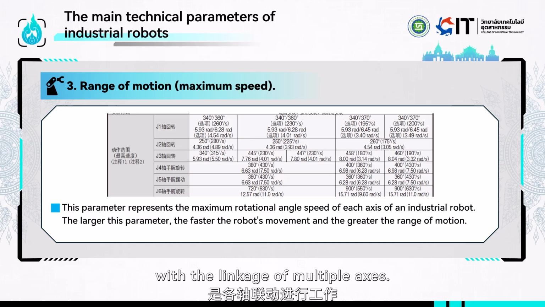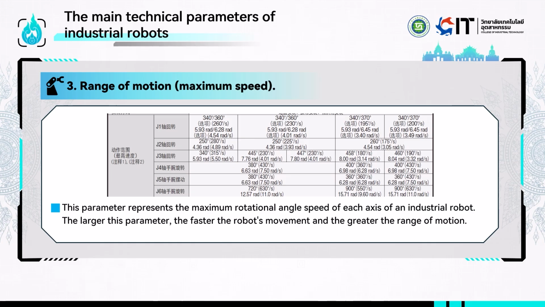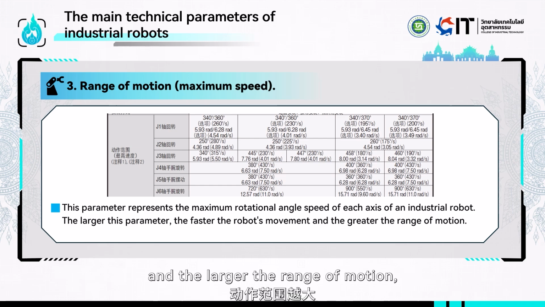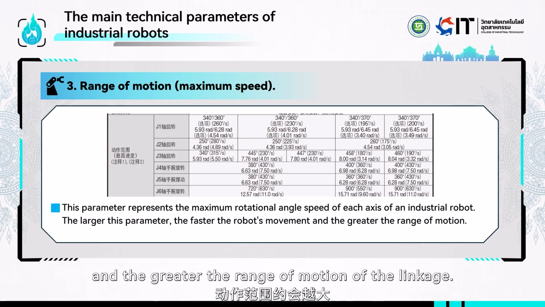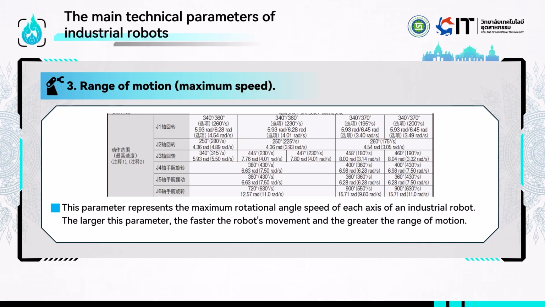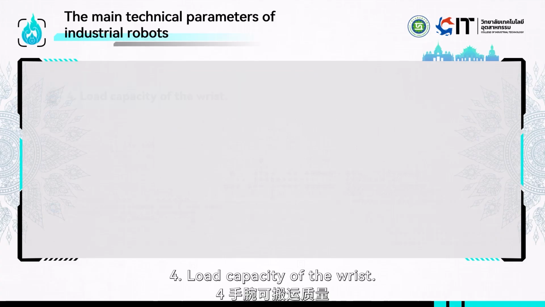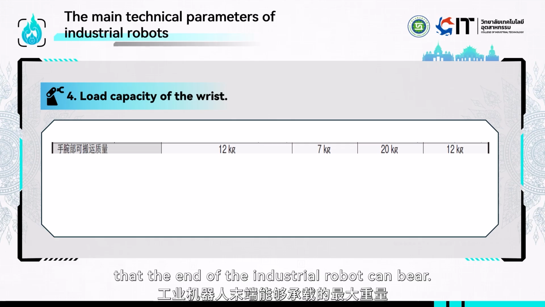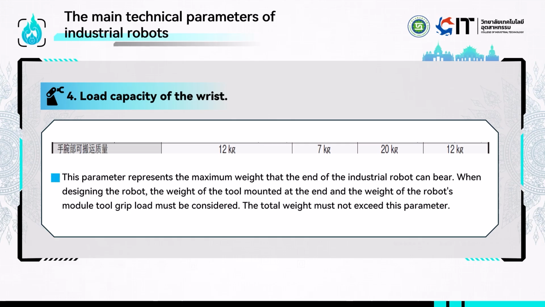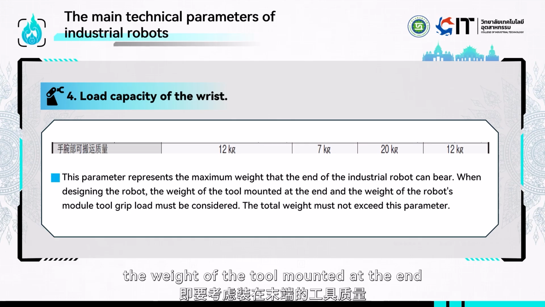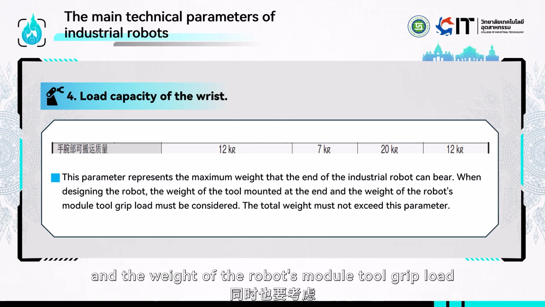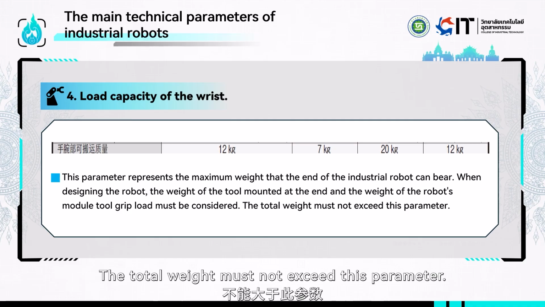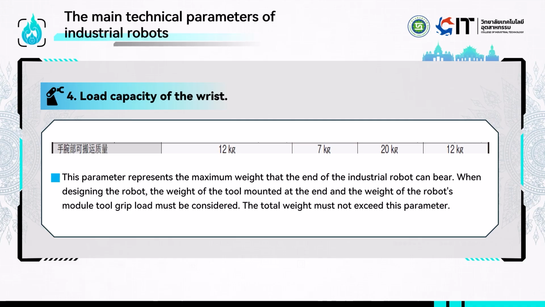Industrial robots typically work with the linkage of multiple axes. However, the faster the speed of each axis and the larger the range of motion, the faster the speed and the greater the range of motion of the linkage. 4. Load capacity of the wrist. This parameter represents the maximum weight that the end of the industrial robot can bear. When designing a robot, the weight of the tool mounted at the end and the weight of the robot's module tool grip load must be considered. The total weight must not exceed this parameter.